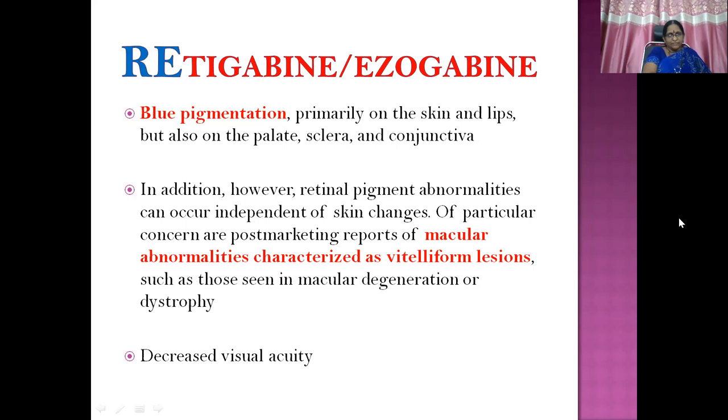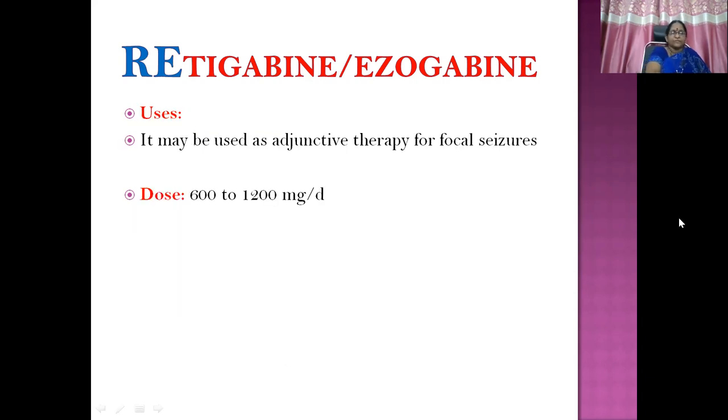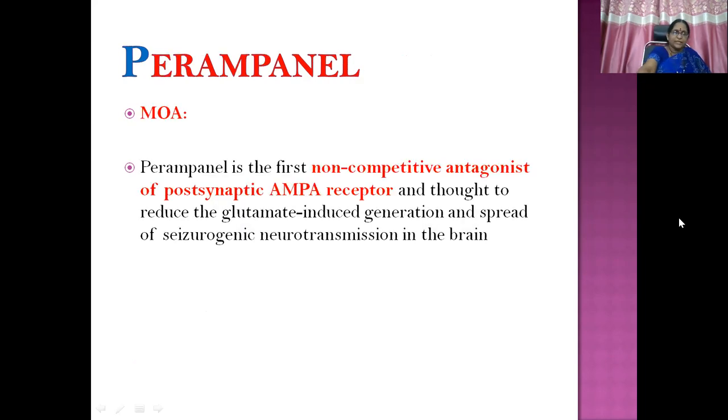independent of skin changes. A particular concern are post-marketing reports of fourth phase, that is for phase of clinical study, there are reports of macular abnormalities characterized as vitelliform lesions, such as those seen in macular degeneration or dystrophy, and decreased visual acuity, of course. Used in focal seizures as adjunctive therapy, and dose is 600 to 1200 mg per day.